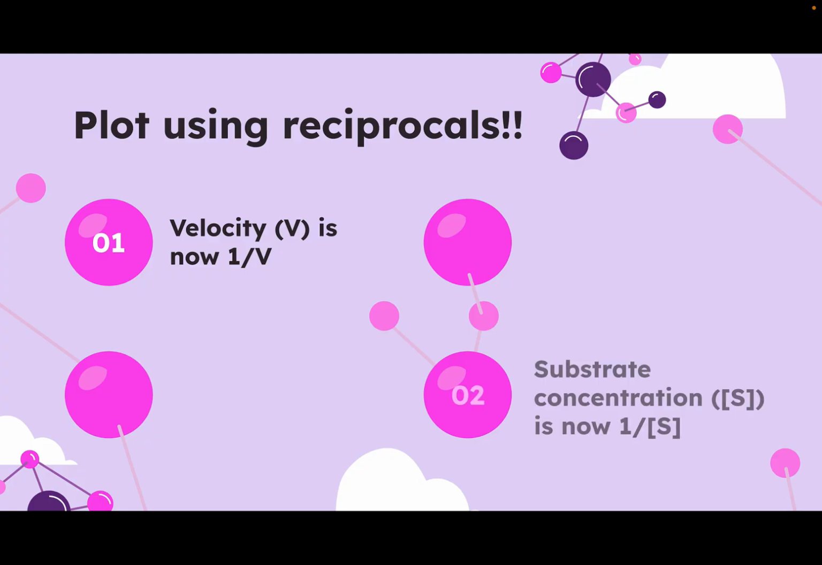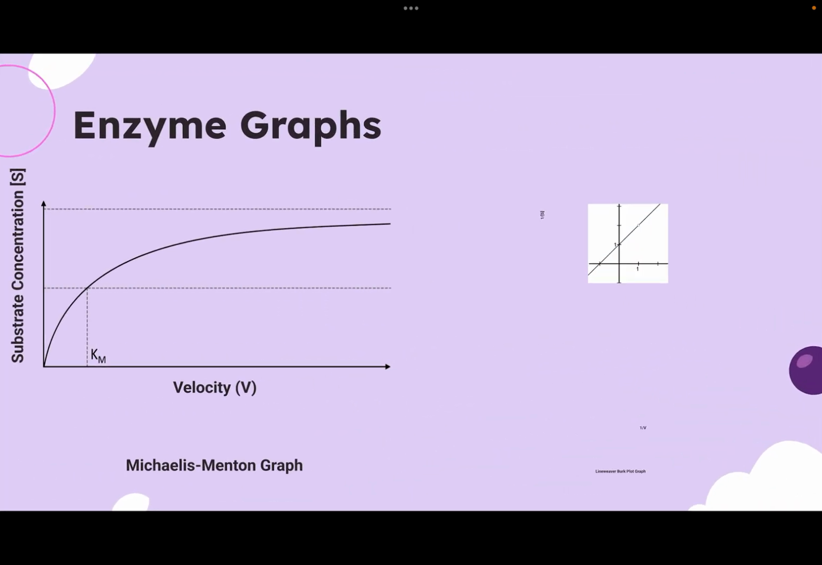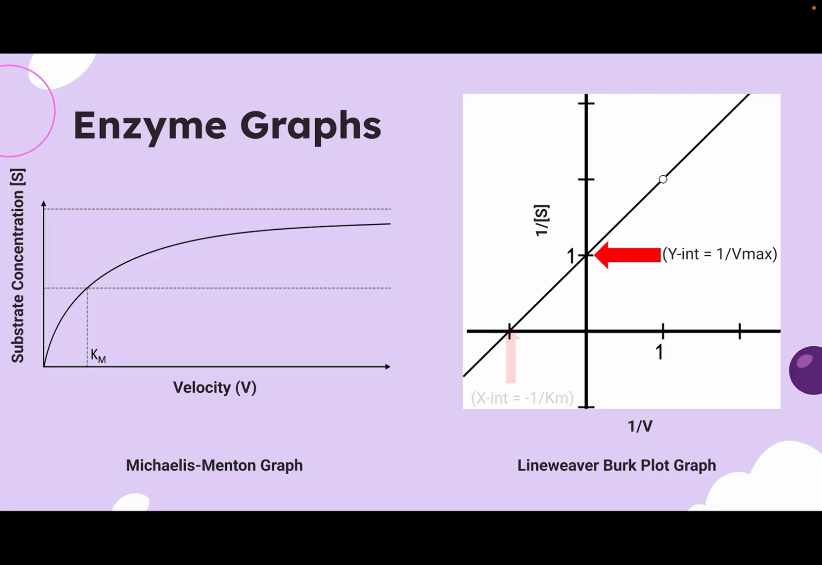To fix this, scientists used a little math magic to replot the data using reciprocals. Instead of velocity, v, they plotted 1 over v, so it's 1 over velocity. And instead of substrate concentration, which is S in brackets, they plot 1 over substrate concentration, which is 1 over [S]. When you do this, the curved Michaelis-Menten line straightens out, and straight lines are much easier to work with.